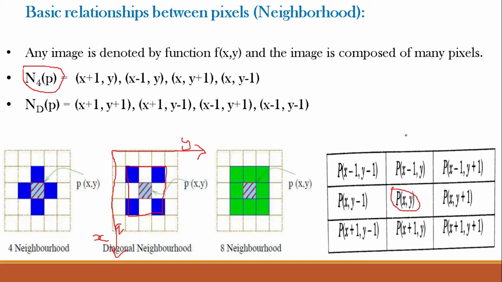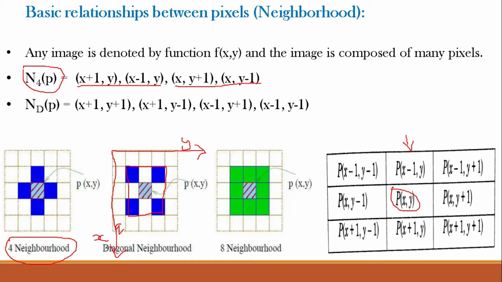Similarly, if you consider this particular column, then here the value of y will be fixed. So these four are the four neighborhood pixels of P of x comma y. So this is horizontal neighbor and these are two vertical neighbors. So this is known as four neighborhood. So we can write N4 of P.